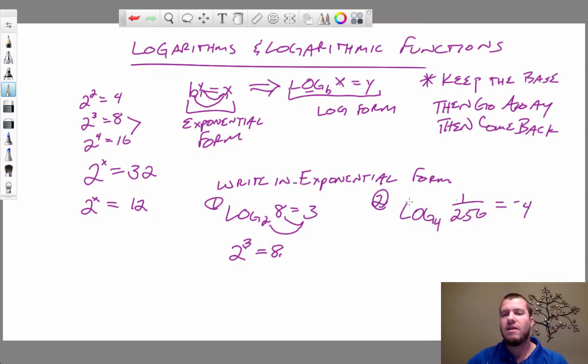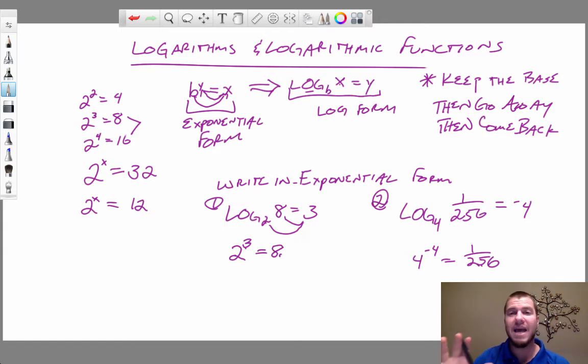So you go ahead and try this one. Write this in exponential form. I'll give you 5 seconds. Pause it if you need to. So I have keep the base, 4 raised to the negative 4 is equal to 1 over 256. Because this exponent is negative, that's why it moves to the denominator, and it's really 1 over 4 to the fourth, which becomes 256.